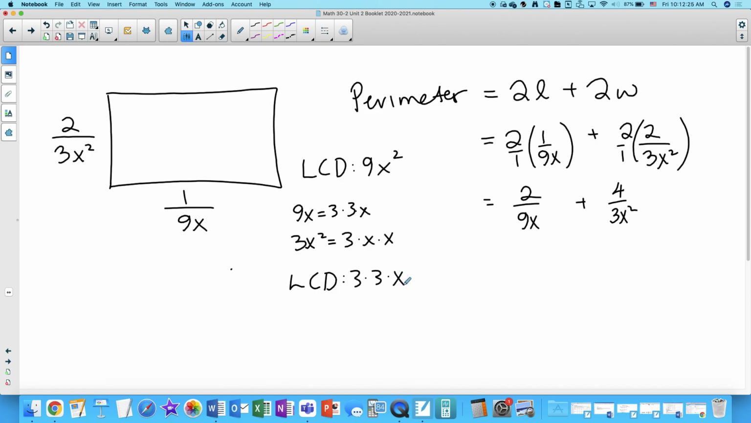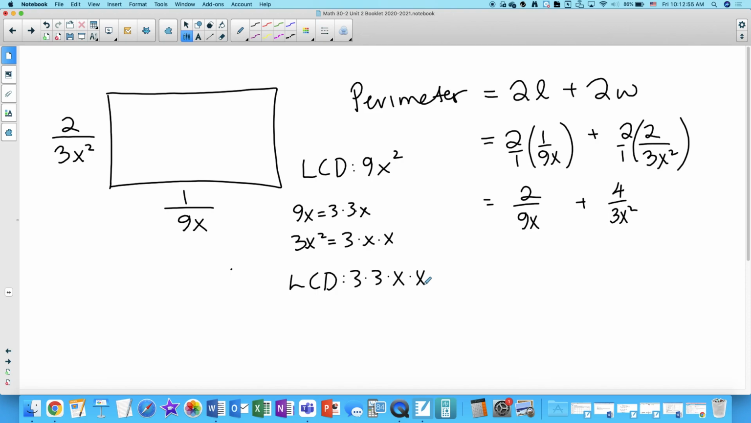from the first denominator, I've got the 9x covered. Then if you compare and say, do I have a 3? Yes. Do I have an x? Yes. Do I have a second x? No. So I have to add that in. And by the way, figuring out the least common multiple of several numbers works exactly the same way if you use prime factorization. So we need our LCD to be 9x squared.